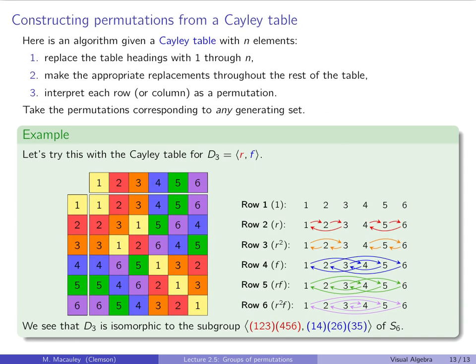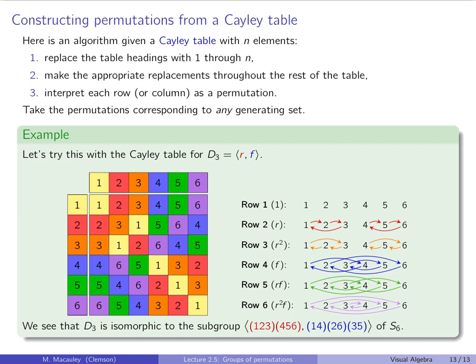Our second algorithm uses the Cayley table. Let's say there are n elements, and we start by replacing the table headings here with the numbers 1 up to n, and then we make appropriate replacements throughout the rest of the table. So we basically just take a table and we replace the group elements, whatever they're called, with the numbers 1 up to n, and then we interpret each row or column as a permutation.